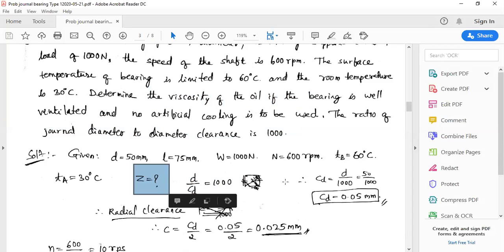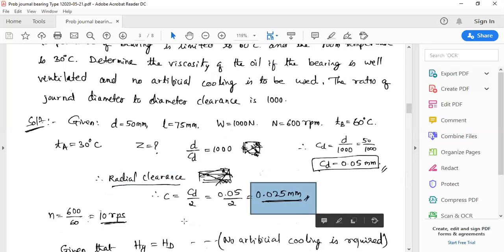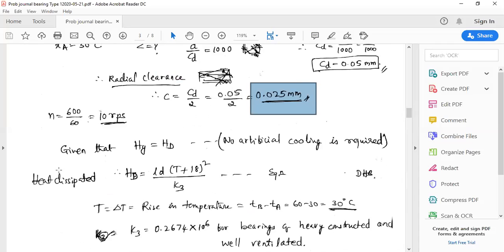Since it is also a type 1 problem, where diameter is known, the diametral clearance is given, so that we can get the value of the ratio here, so we can get the value of diametral clearance. With the help of that, we are able to get the value of radial clearance, small c. Small c is given by the ratio CD by 2, that is, CD is to be divided by 2, half of the diametral clearance. So that value is 0.025 mm. That is the radial clearance value.